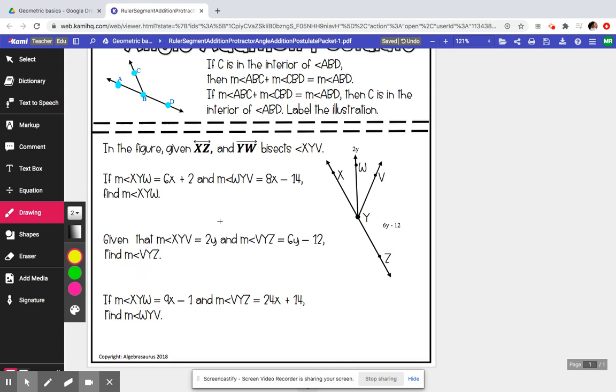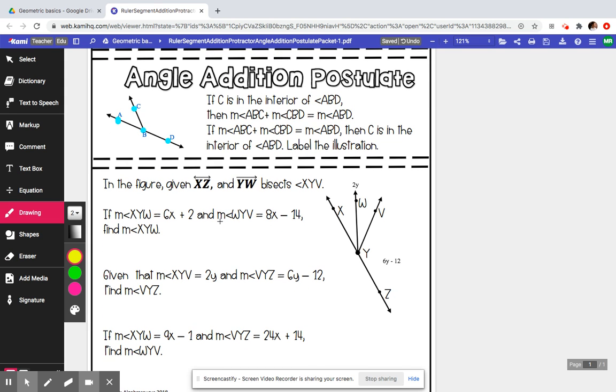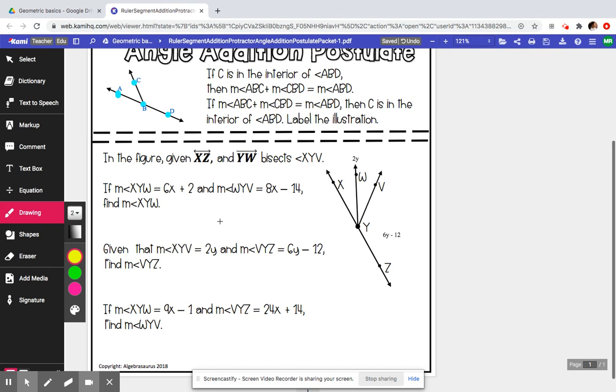Hey, it's Joel. You're going to be learning about the addition or angle addition postulate. It's very similar to our segment addition postulate. So let's go ahead and go through this example really fast.